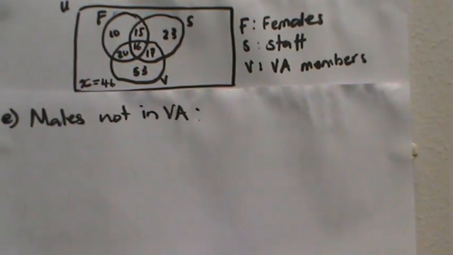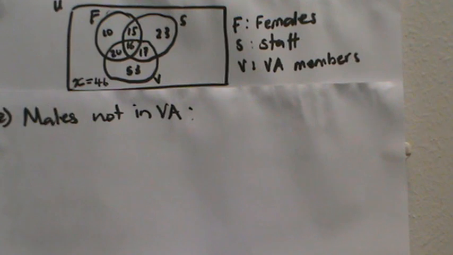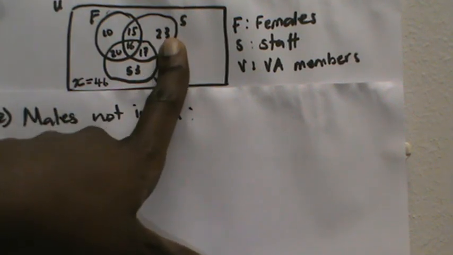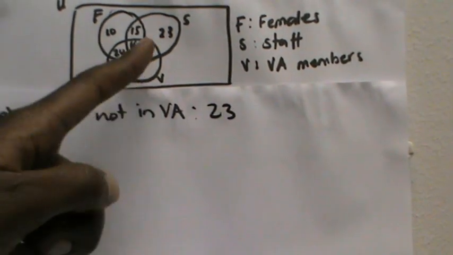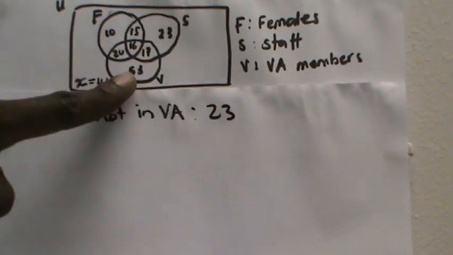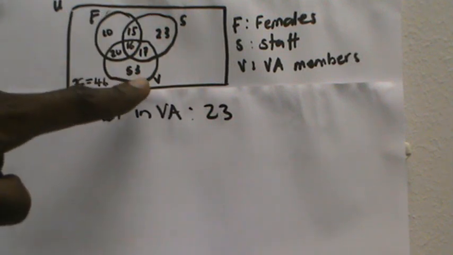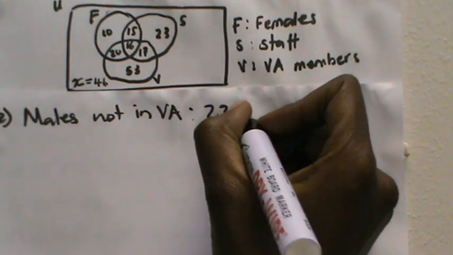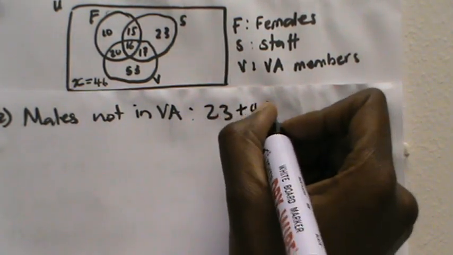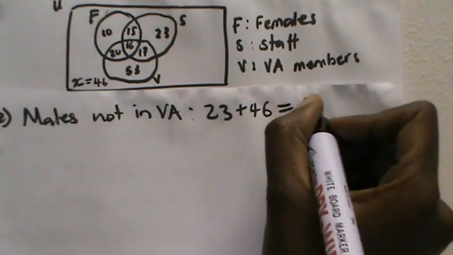Okay, so not in Virgin Active, that means they must not be inside the Virgin Active circle. So this 23 is not, so I will count it. This 17 is inside the Virgin Active circle, so I don't count it. 53 is in Virgin Active, so I don't count it. 46 is not in the Virgin Active circle, so I count it. And when I add that, I should have 69.